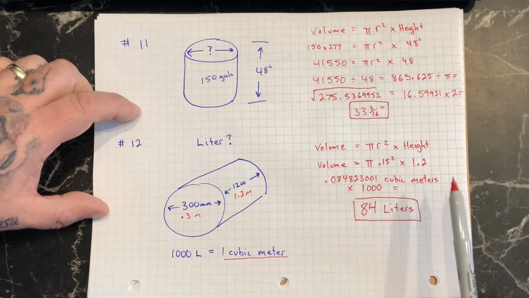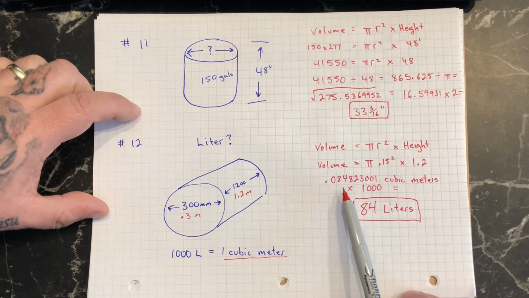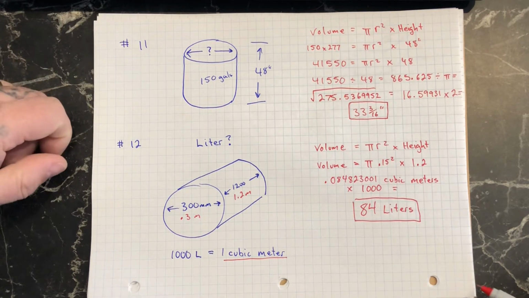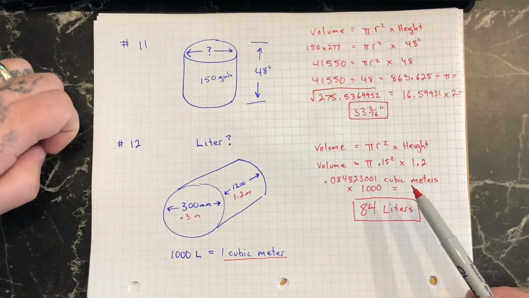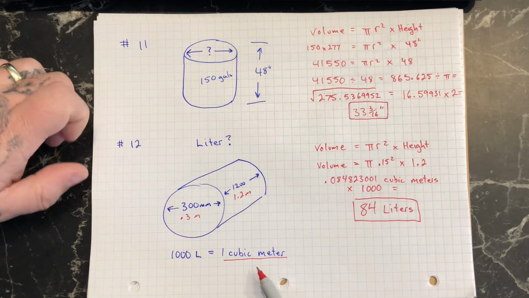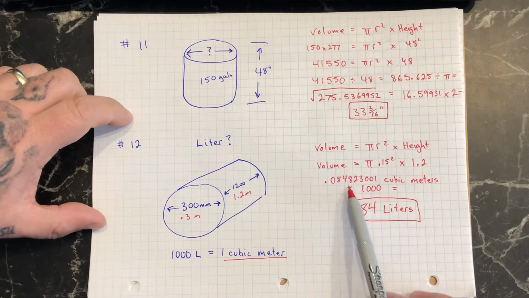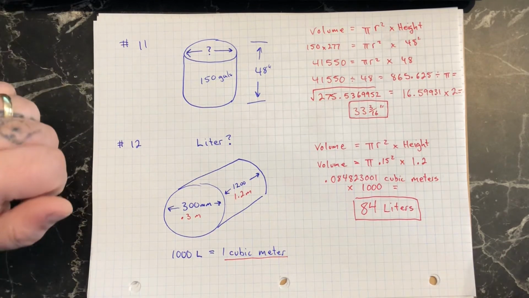So if you calculate all that out, you end up with 0.084823001 cubic meters. So not very much. And then 1,000 liters is 1 cubic meter. This is way less than a cubic meter. So when you multiply that by 1,000, you end up with 84 liters, which sounds about right.